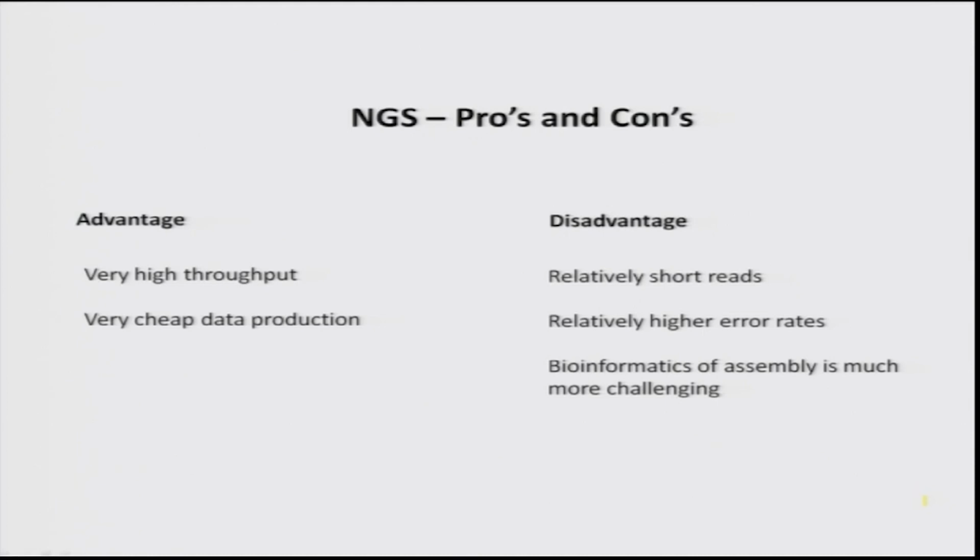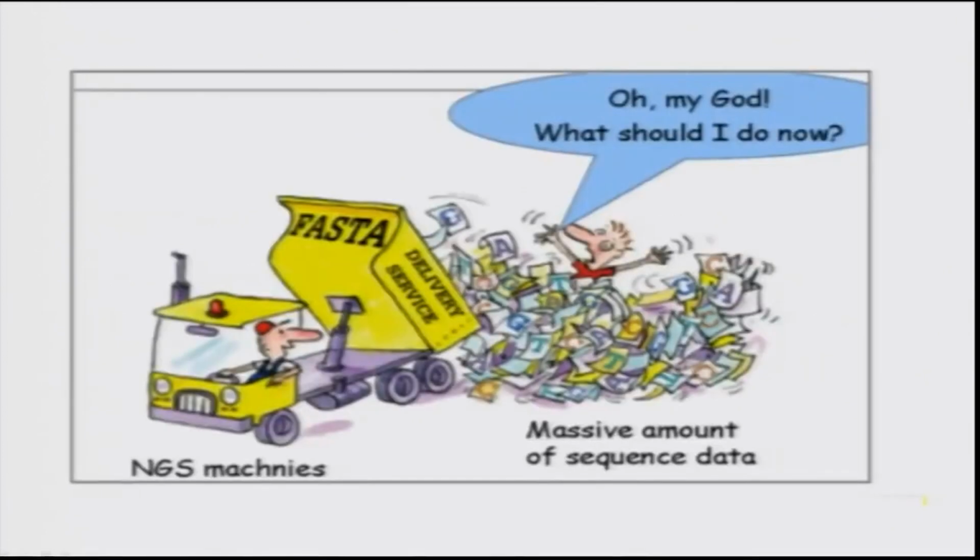And the third is that the data it generates is so huge that it really requires a very good bioinformatic tool to assemble and analyze the sequences. It's much more challenging. In the traditional Sanger method, anybody should be able to analyze the DNA sequence, but for an NGS platform, the sequence it generates requires a really skilled person analyzing the data. So that's one of the cartoons that talks about the NGS machine, that it dumps huge data.